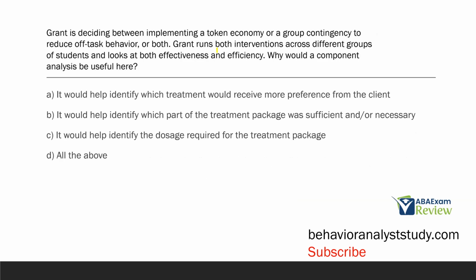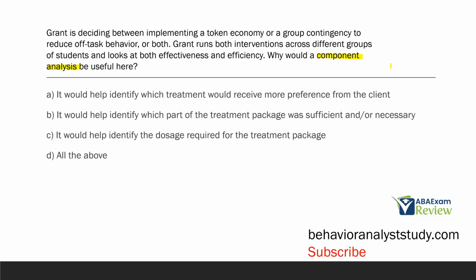Grant is deciding between implementing a token economy or a group contingency to reduce off-task behavior, or both. Grant runs both interventions across different groups of students and looks at both effectiveness and efficiency. Why would a component analysis be useful here? What is a component analysis going to do for us?